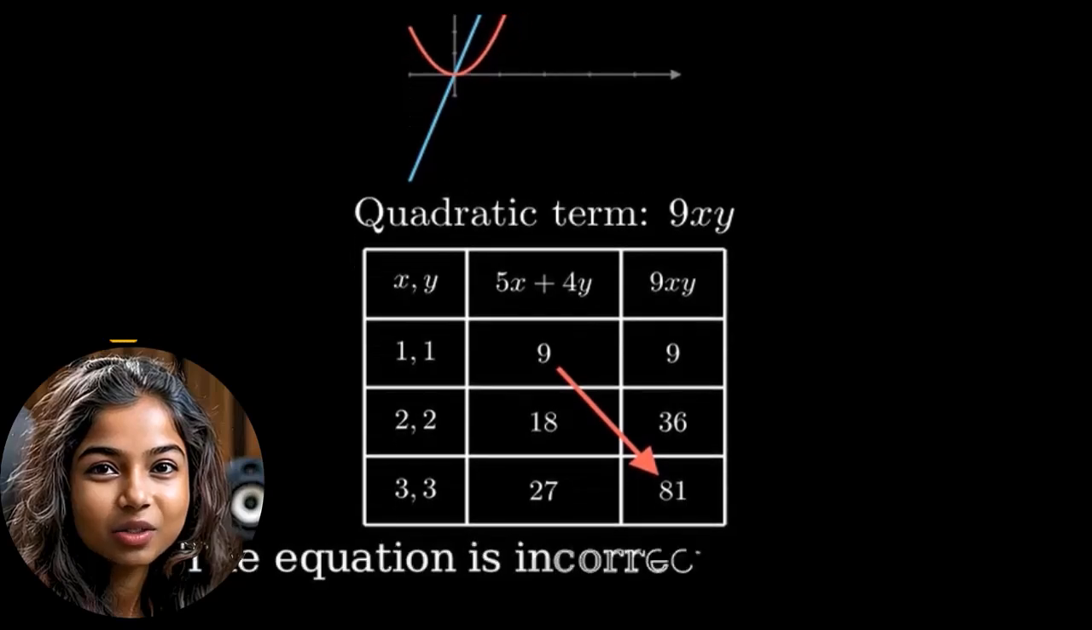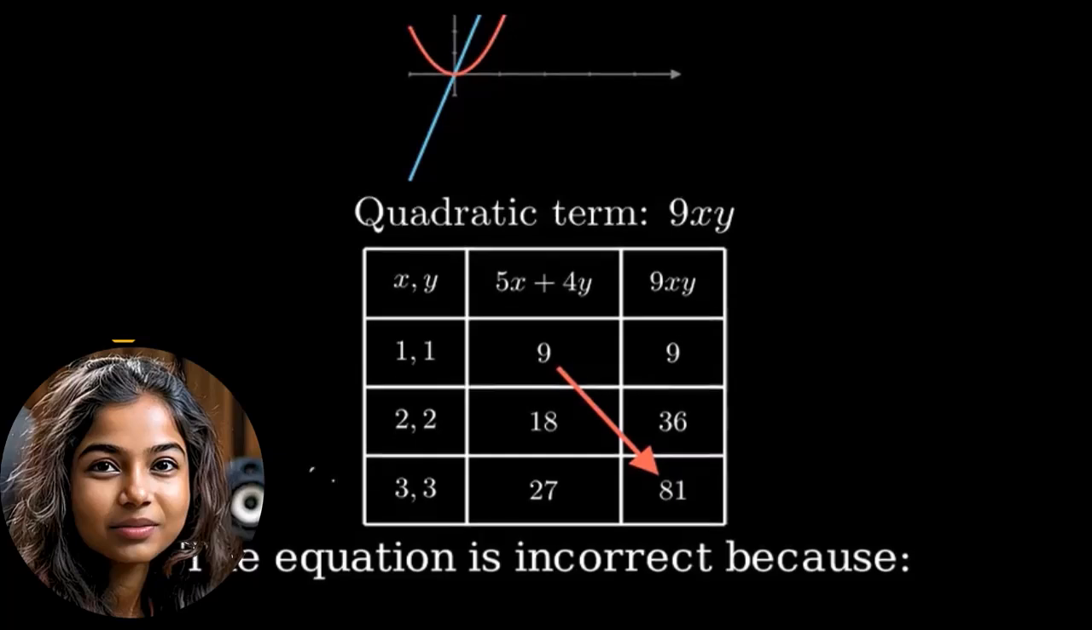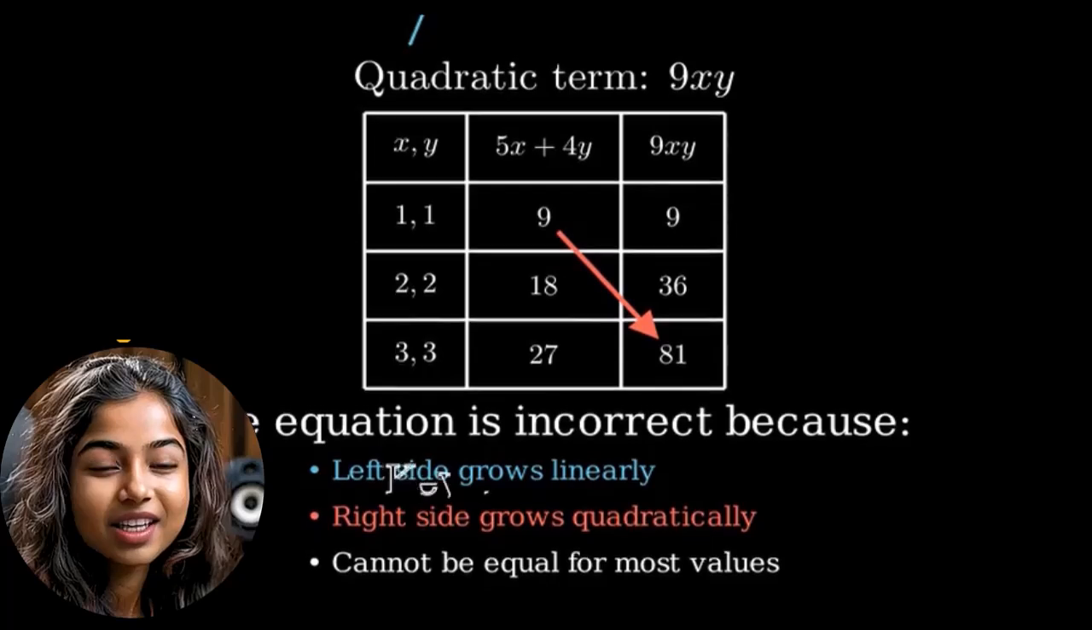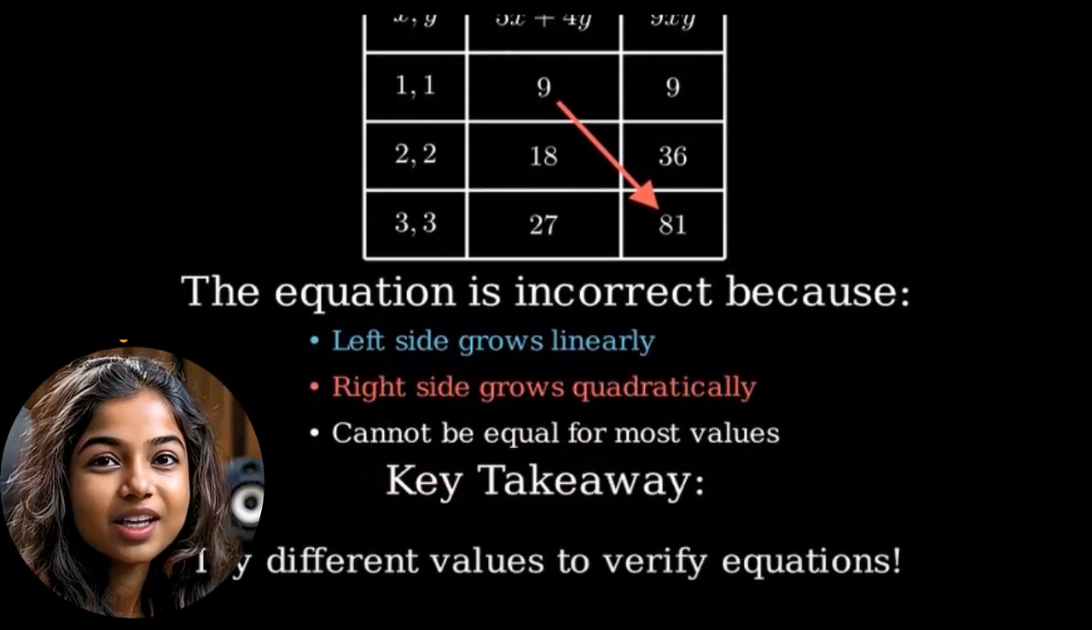The left side grows linearly with x and y, while the right side grows quadratically. It's impossible for these two expressions to be equal for all values of x and y, except in very specific cases like when x and y are both 1, or when x and y are both 0. Remember, when checking if an equation is correct, try different values. If you find even one case where the equation doesn't work, then the equation cannot be correct.